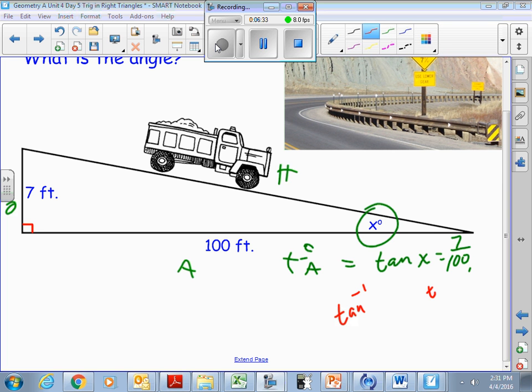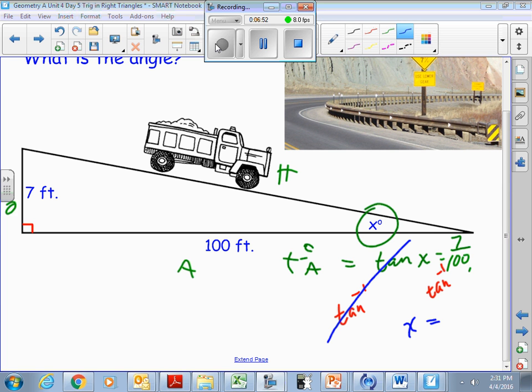If you're writing this on your paper, this is how you would show that this red tan and the green tan cancel each other out. They're opposites. It's like the evil tan versus the negative tan versus the positive tan.